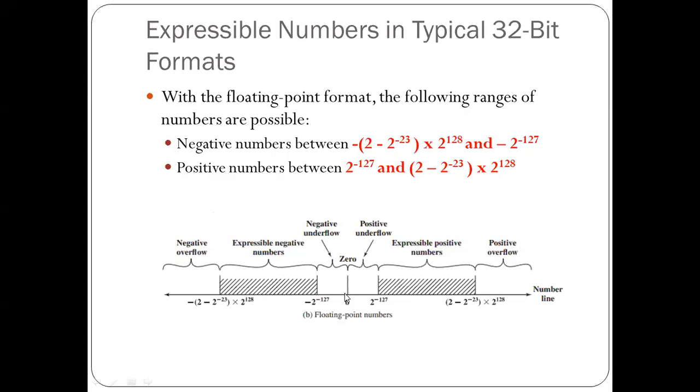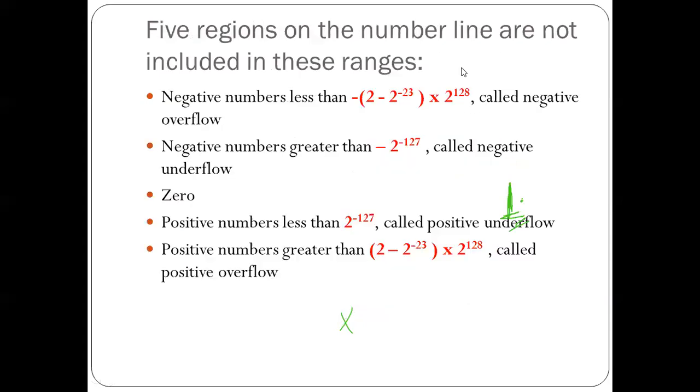See, for representing 0, we didn't have any notation. We don't have any format, any bits dedicated for representing 0, right? Because the implied significand is 1 dot. We are normalizing our numbers such that we have a significand which starts with 1 dot. So 0 we can never represent, right? Am I clear? Yes, ma'am.